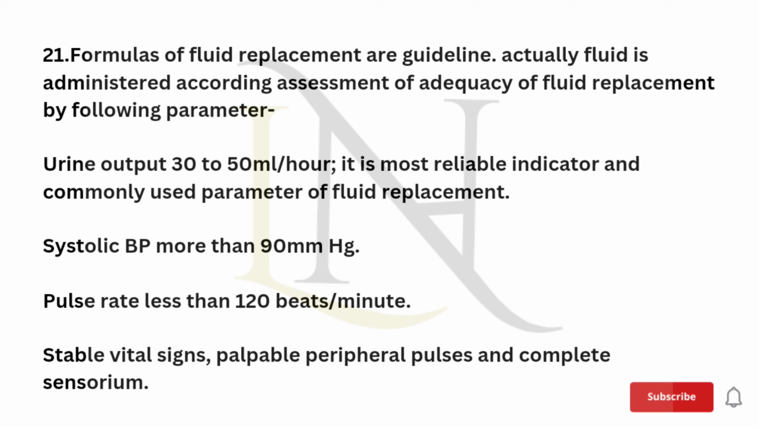Formulas of fluid replacement are guidelines. Actually, fluid is administered according to assessment of adequacy of fluid replacement by following parameters. Urine output 30 to 50 ml per hour. It is most reliable indicator and commonly used parameter of fluid replacement. Systolic blood pressure more than 90 mm of Hg and pulse rate less than 120 beats per minute. Stable vital signs, palpable peripheral pulses and complete sensorium.